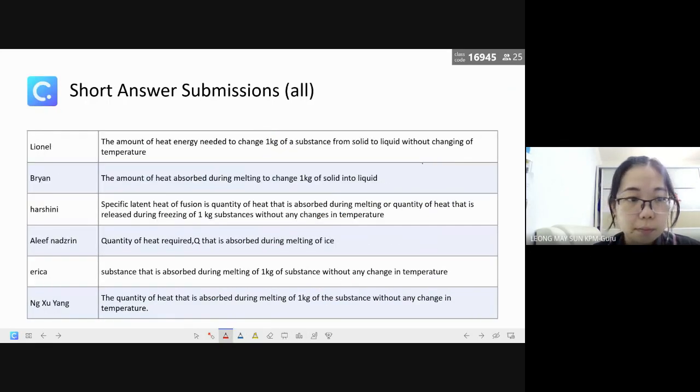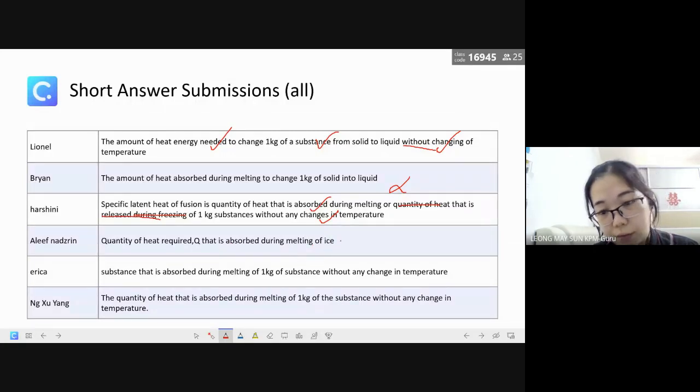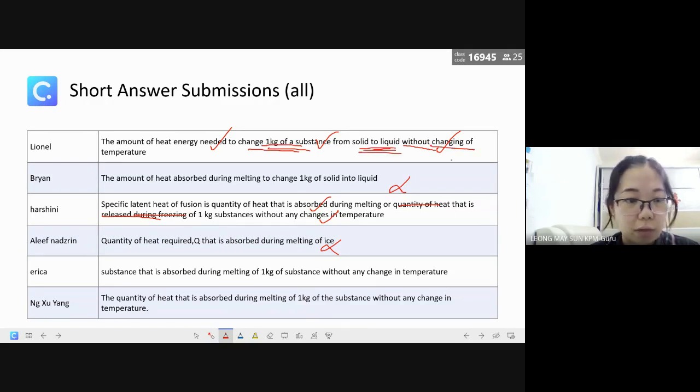Okay? Lionel, amount of heat energy needed to change 1 kg of substance from solid to liquid without changing temperature, okay. Amount of heat absorbed during melting to change 1 kg of solid to liquid. Brian, sorry, I don't see without change of temperature. It's a key word that needs to be there. Okay. Specific heat absorbed during melting. Again, Harshini is the same answer as Rabika and also Chirong's, without any change of temperature. Alif, heat absorbed during melting of ice. Alif, sorry, this is wrong. I need to see change of 1 kg from solid to liquid without change of temperature.